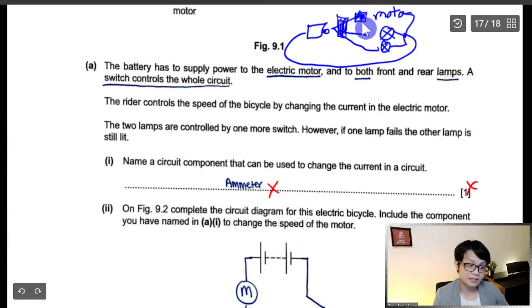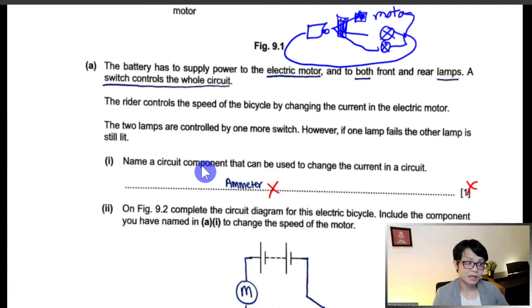Okay, so it makes sense. I can imagine this in my mind. The two lamps are controlled by one more switch. So now I've got one switch to control everything. The lamps are controlled by one more switch. However, if one lamp fails, the other lamp is still lit. So probably here there are how many switches? Wait, let me see.